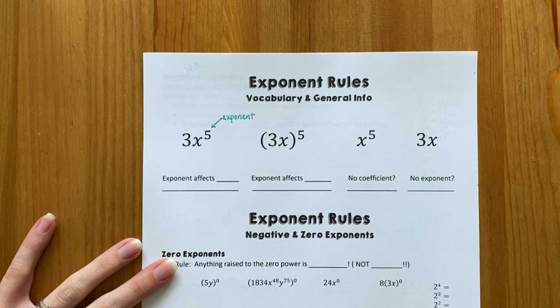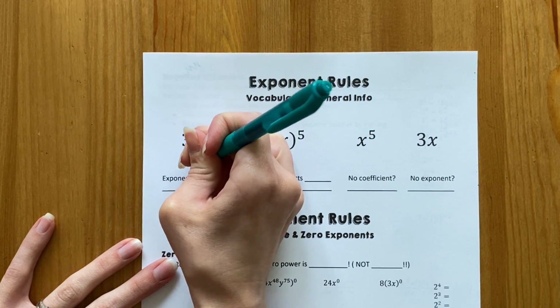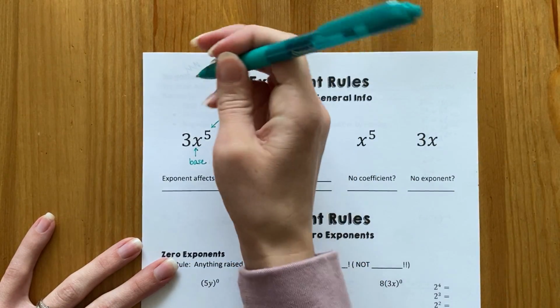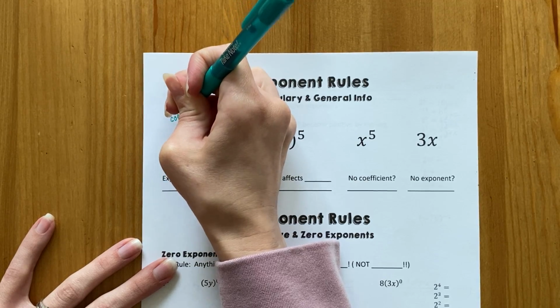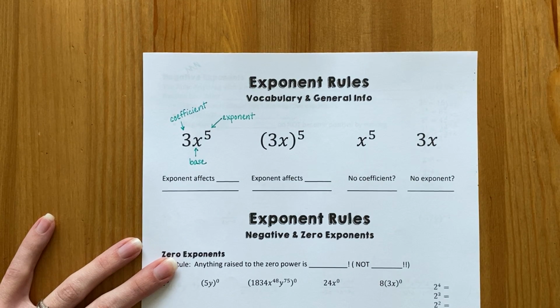Where it gets a little confusing is in the next two chunks. If you remember, the thing that the exponent is attached to, in this case the x, that's called the base. If your brain went, that's the variable, you're not wrong. It's just a little bit more particular because it has the exponent attached to it. Now do remember that the big number in the front of a term is called the coefficient. So those are three terms that you're going to be hearing a lot in the next few videos, including this one.